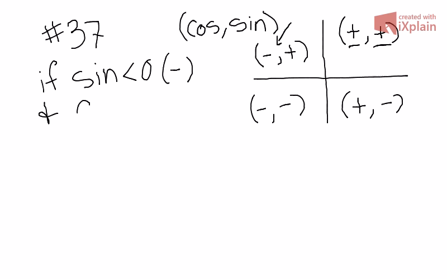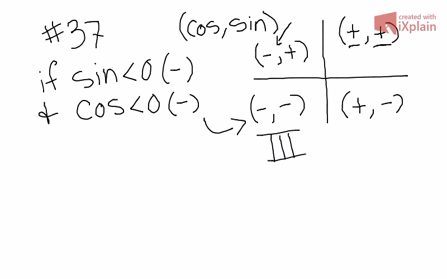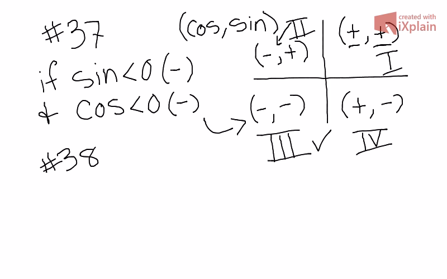All right, so they want sine to be less than 0. Well, if it's less than 0, then it's negative, right? They also want cosine to be less than 0. Well, then that's negative as well. So that means both sine and cosine are negative, so it has to be in that third quadrant there. So I'll go through and label all of these, right? That last one's the fourth, that's the first, and here's the second quadrant.